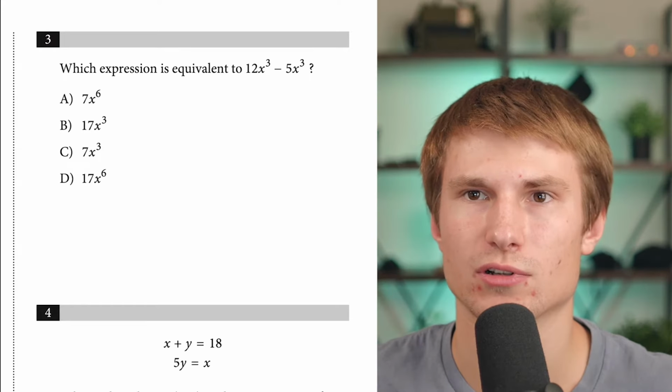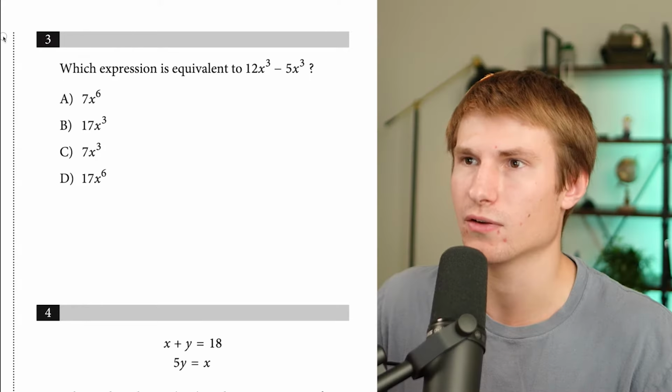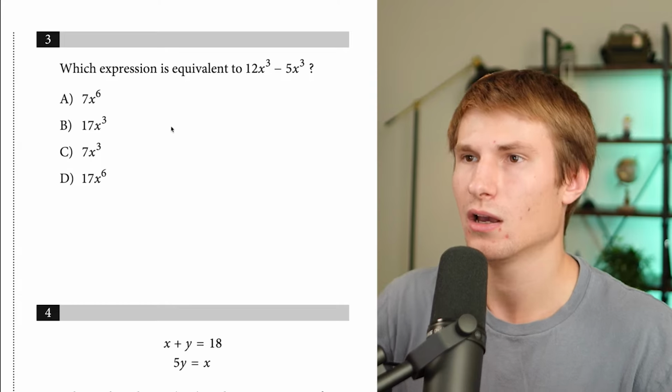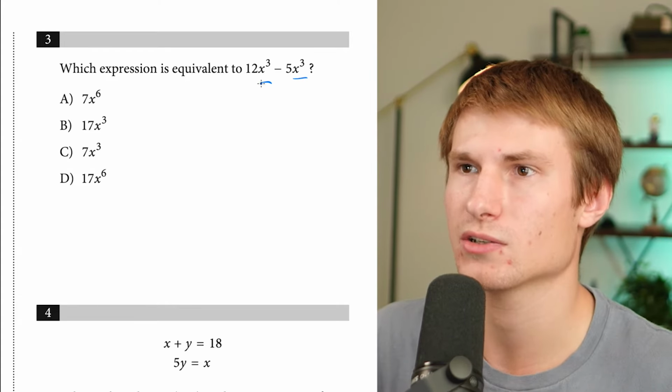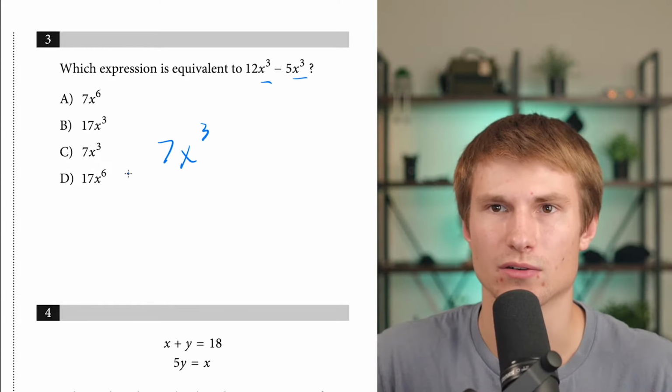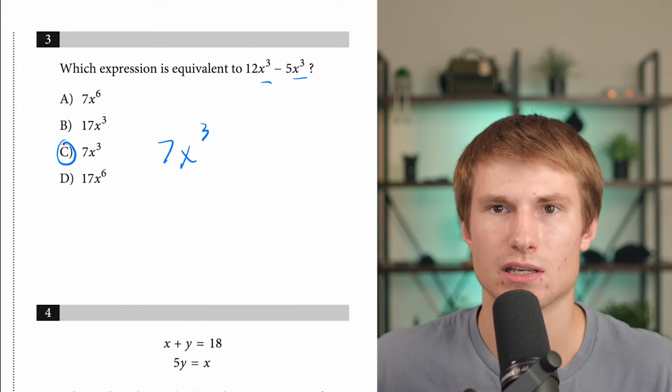Which expression is equivalent to 12x to the power of 3 minus 5x to the power of 3? In this case, we both have x to the power of 3. So 12 minus 5 will leave us with 7x to the power of 3. That'll be answer choice C. So C will be our answer for number 3.